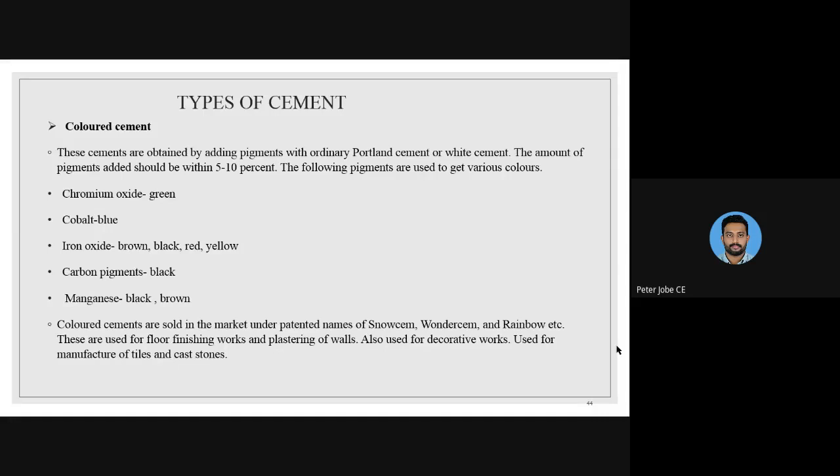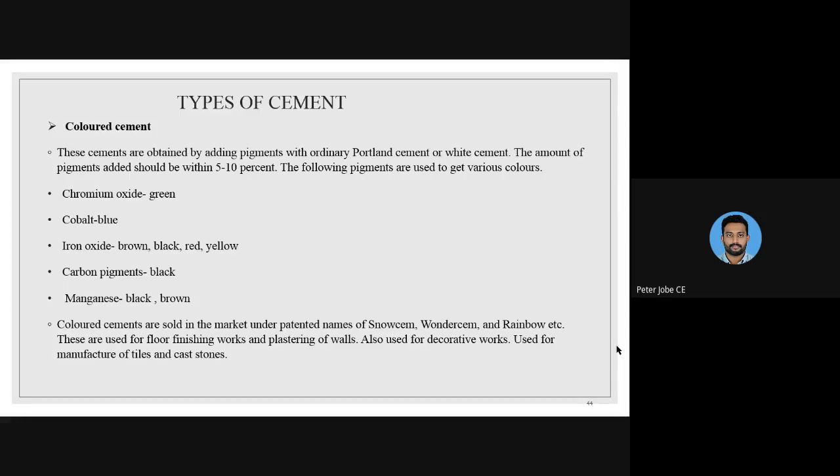If we add chromium oxide, we'll get green cement; cobalt gives blue. If you add iron oxide, we'll get brown, black, red, or yellow, depending upon the percentage. Whatever it is, it should be within that 5 to 10%. Maximum 10% is the limit. Beyond that, it can affect the properties of cement. Next is manganese, black, brown, and carbon pigments, if we want black oxide or those things.